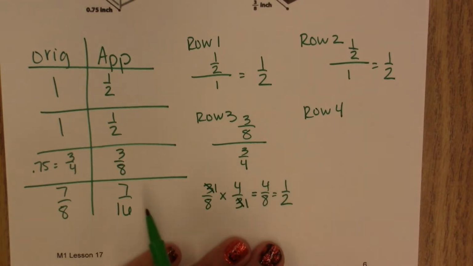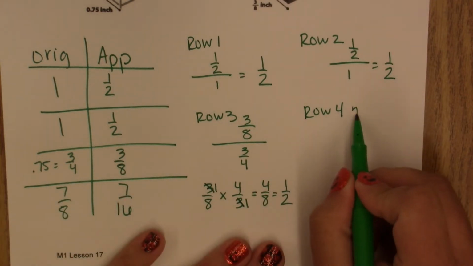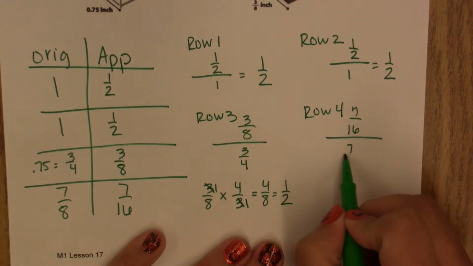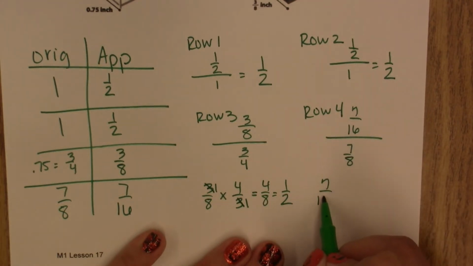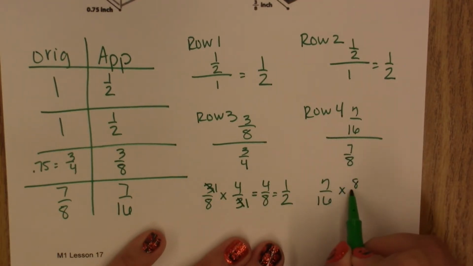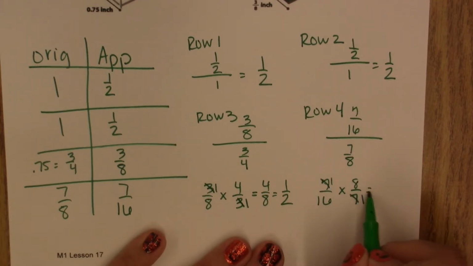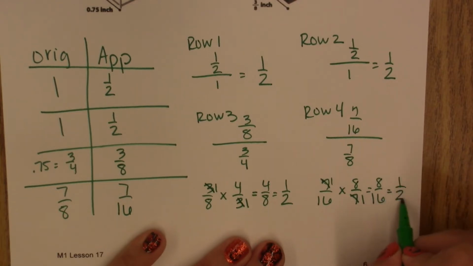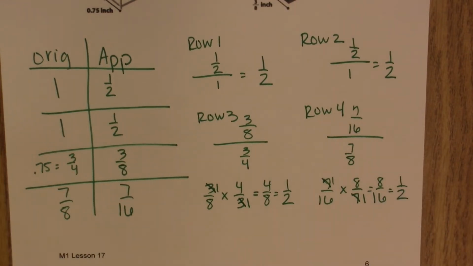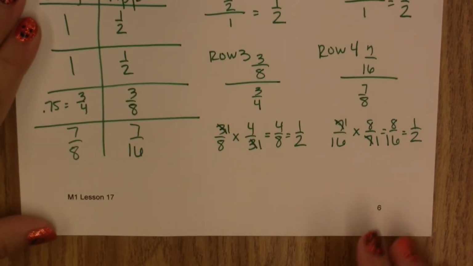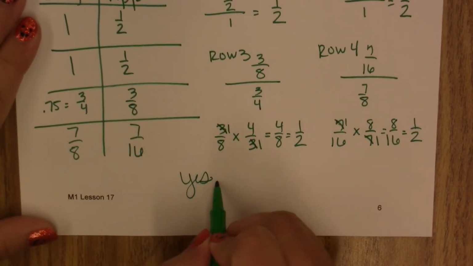Row 4, I have 7/16 divided by 7/8. So keep, change, flip. These are both divisible by 7, which leaves me 8/16, which simplifies down to 1/2. So is this proportional? Our answer would be yes.